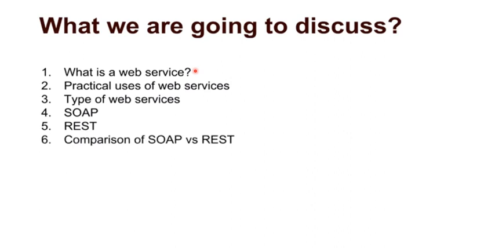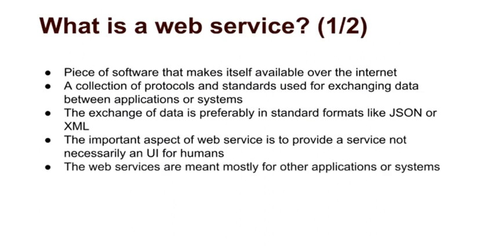So we will talk about web services, then the practical uses of web services, then the types of web services, and basically these two different paradigms of web services. One is the SOAP service and the second one is REST. Then we will compare how SOAP and REST differ from each other. Okay. Now we will talk about what a web service is.